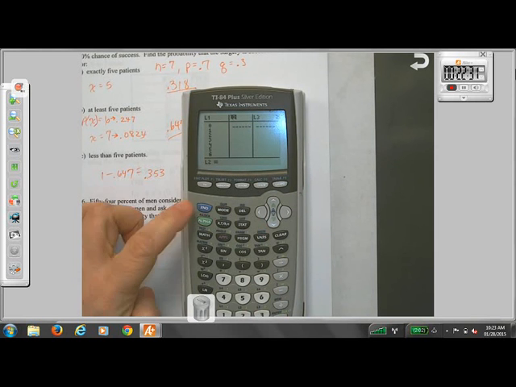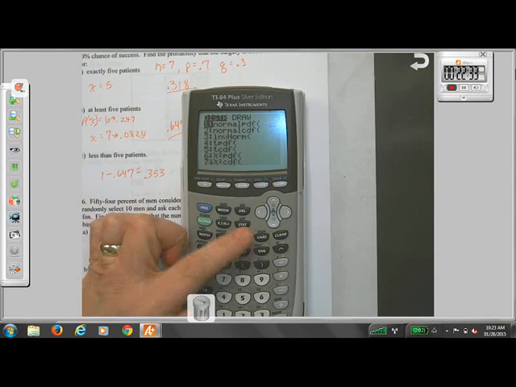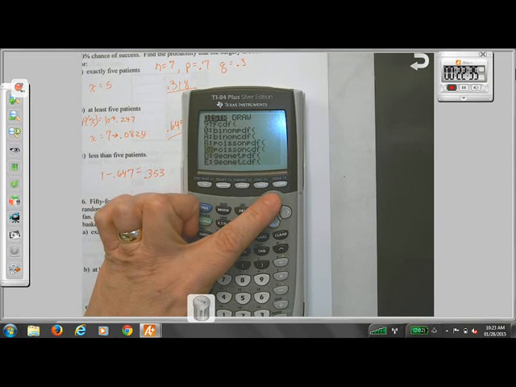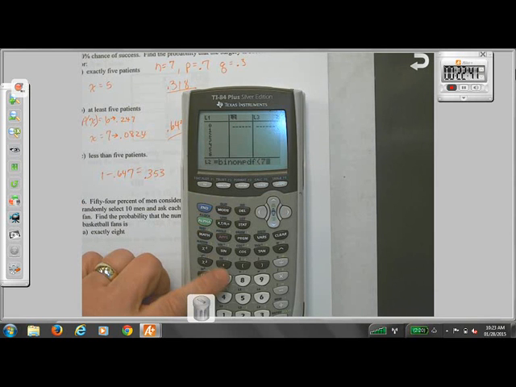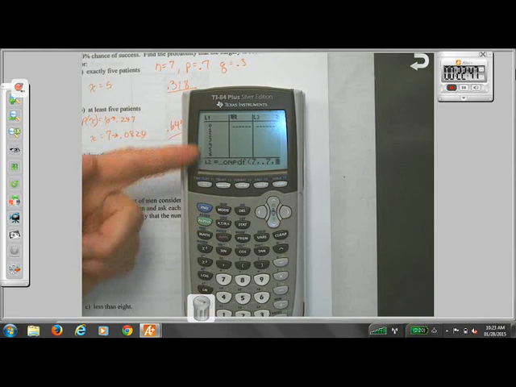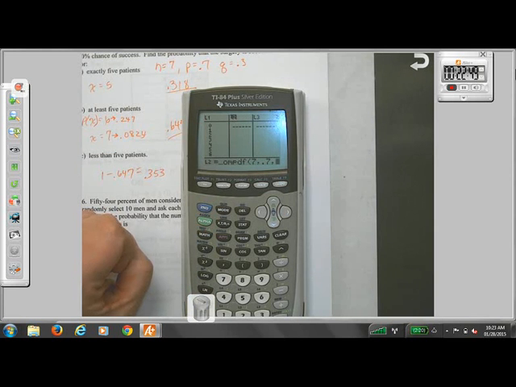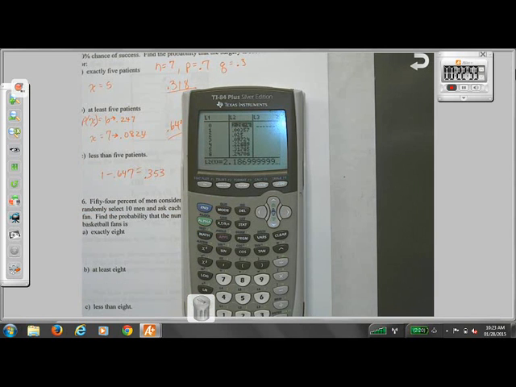So it's second vars, up, up, up, up, up, up, enter. Our n was 7, comma. Our p is 0.7, comma. And again, this time my x's are in list 1. So second, list 1. And there will be all of those probabilities.